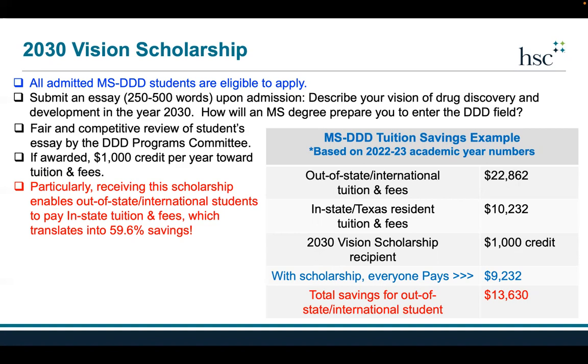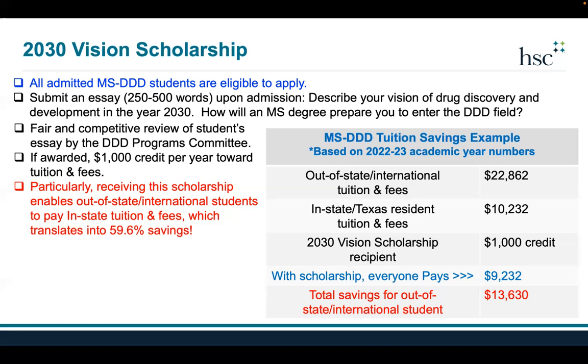$1,000 per year will be credited towards your tuition fees. And this scholarship is particularly meaningful to out-of-state or international students, because upon receiving this scholarship, those out-of-state and international students only need to pay the in-state tuition fee, which is much lower than the out-of-state tuition fee, which would then translate into almost 60% of savings.